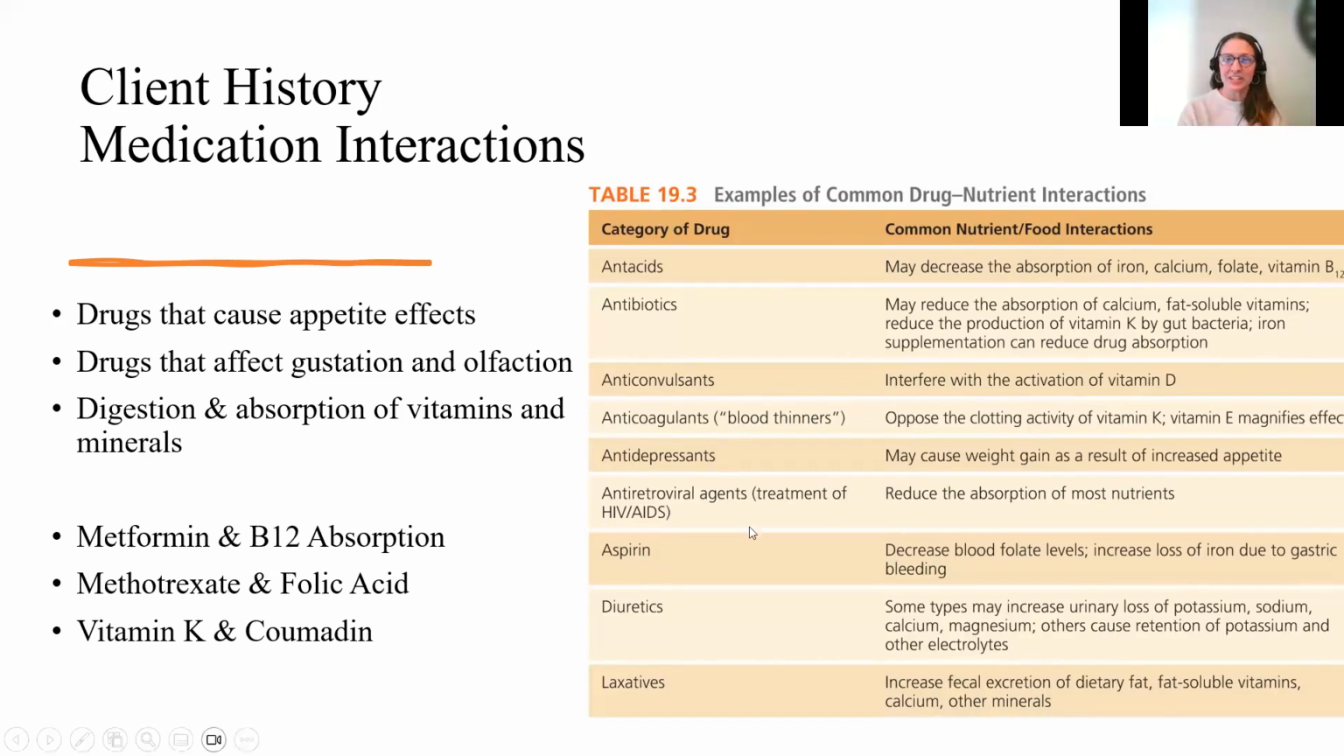And then there's a slide here that just has a few more on it, but there are a lot of different drug nutrient interactions that can occur with medications impacting nutrition, and the importance of working closely with pharmacists and encouraging our patients to work with pharmacists closely as well.